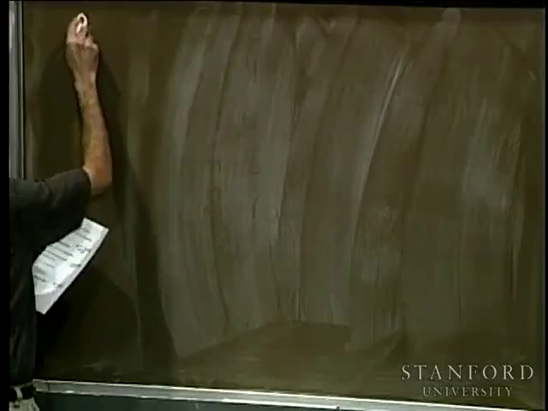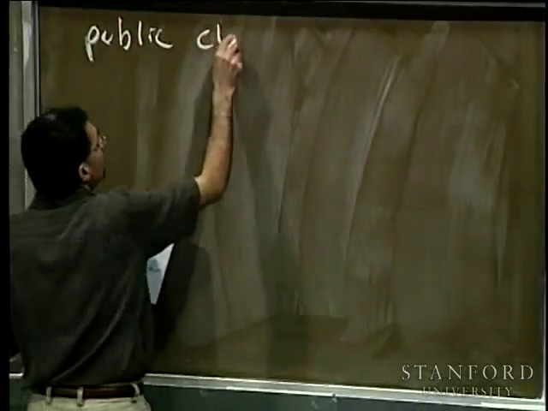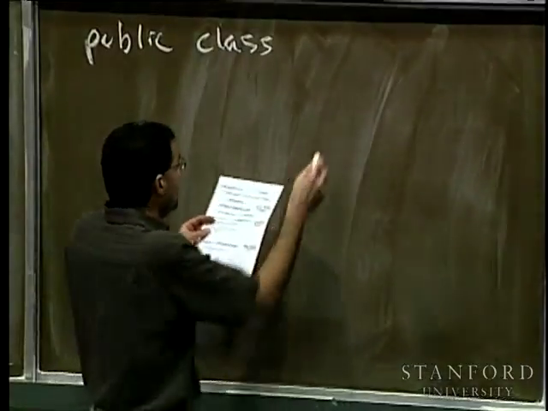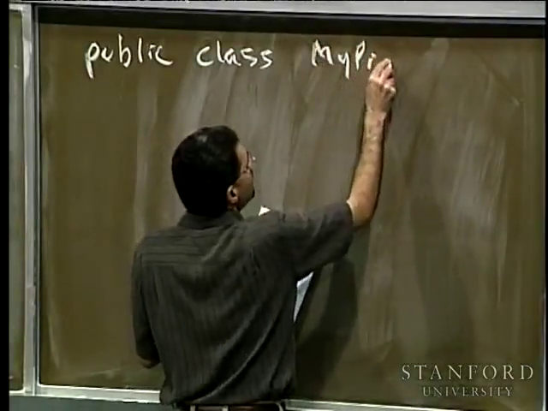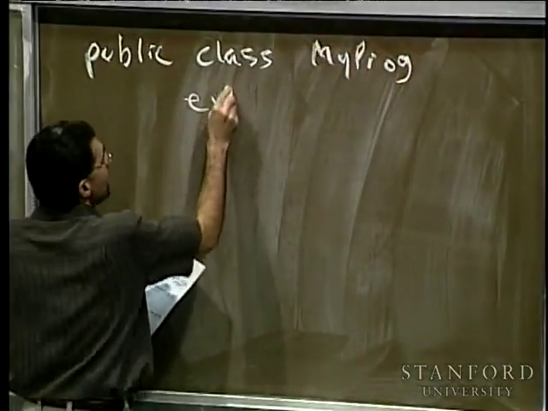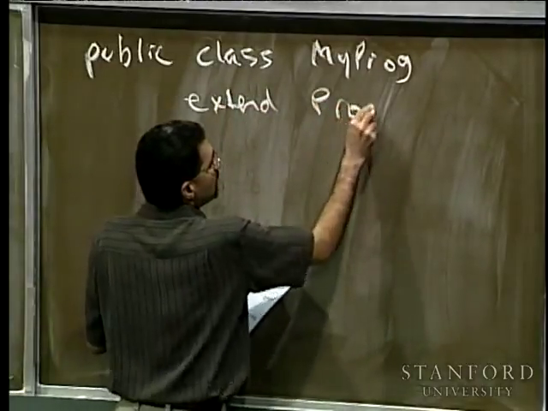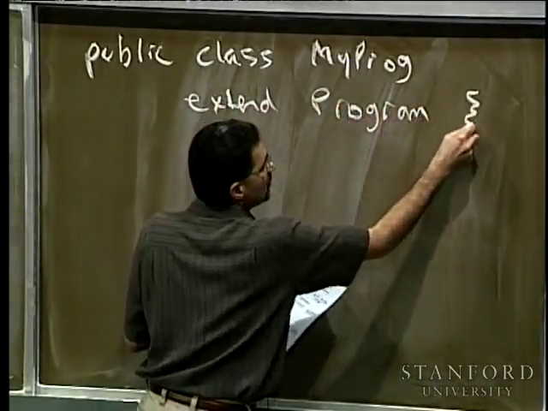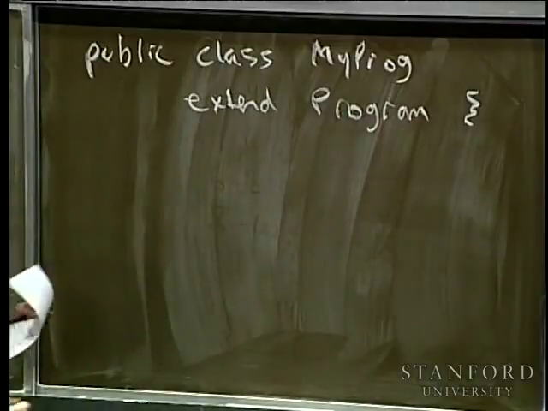Okay? And so the way that would look is you would say something like public class, and then give it the name, whatever name you want. So I'll call this my program. And this is going to extend just the generic program. It's not going to extend console or graphics program. It's just going to extend program.